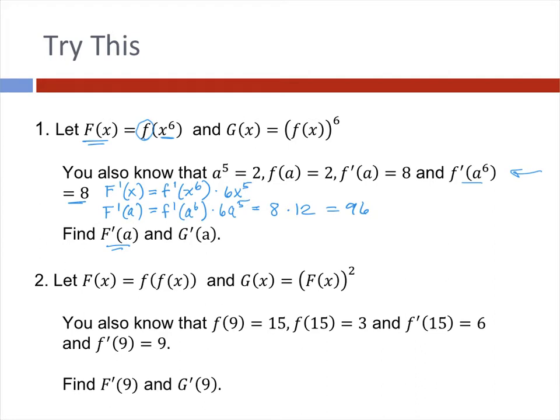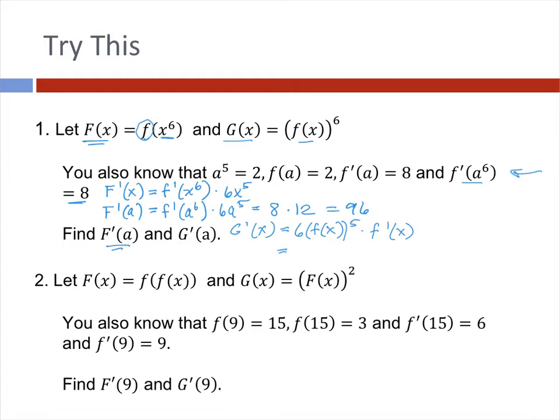All right, now let's look at g prime of a. So g of x is equal to f of x to the sixth power. So again, we have a composite function. So g prime of x is what? The outside function is x to the sixth, so I can bring the 6 down, leave the f of x alone. That's to the fifth power. And now multiply times the derivative of the inside, so we get f prime of x.